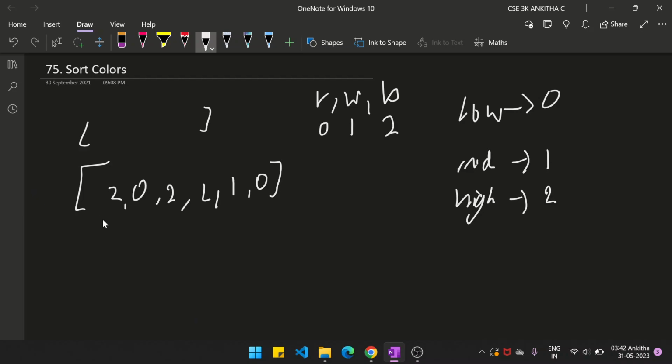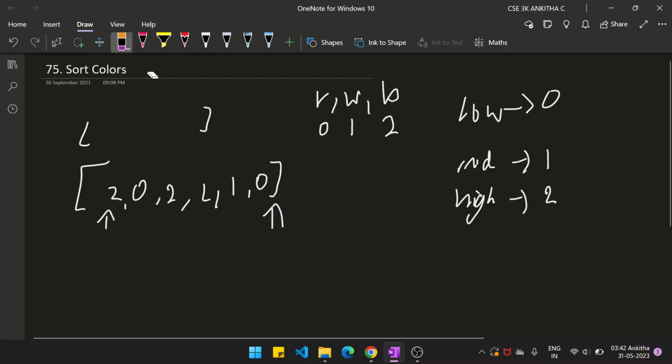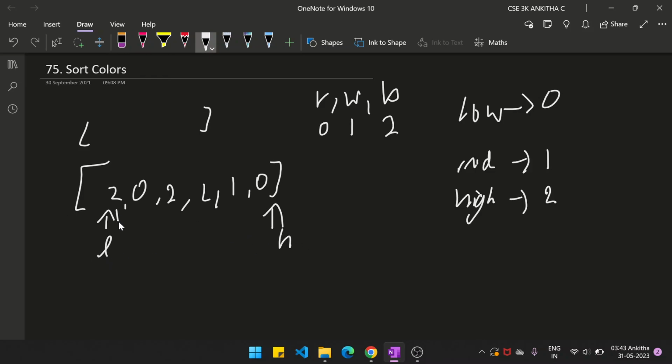Initially the low will of course be at the 0th position and high will be at the end of the array. So this is low and this is high. And let mid also point to the 0th position, because logically what we are doing is we will keep track of this mid only. So if mid equals 0, we'll exchange that with the low, because 0 must belong to the low, not mid. Here mid is equal to 1, so we will exchange that with 0, that is low.